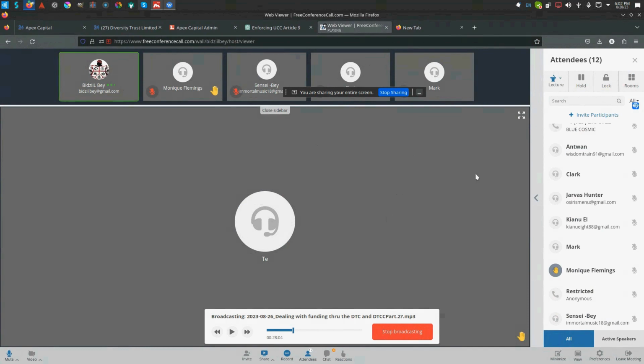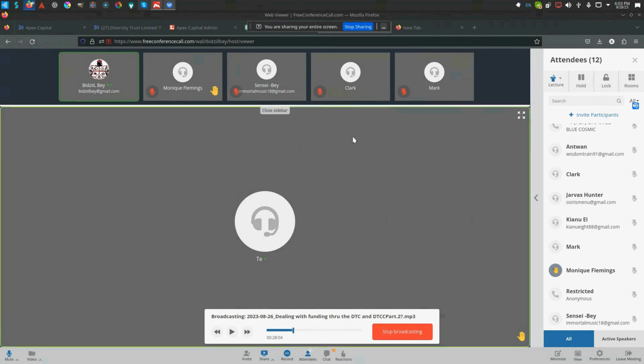Press 9-4 on the keypad if you got any questions, comments, or concerns of anything I've shown you up until this point. Press 9-4 on the keypad if you got any questions or concerns of anything you've heard pertaining to dealing with funding through the DTC and DTCC. Press 9-4 on your keypad. If you've already been unmuted, you can unmute yourself and ask your question.